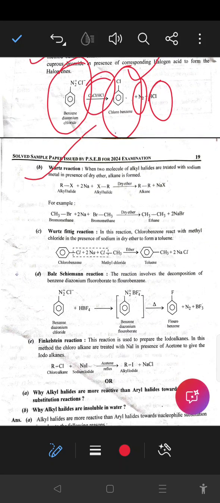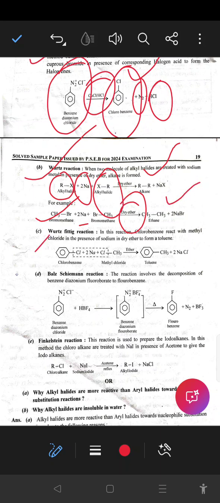In the Wurtz reaction, when two alkyl halide units are treated with sodium metal in the presence of dry ether, an alkane is formed as the product. For example, two molecules of bromomethane treated with sodium metal in dry ether form ethane. The third reaction is the Wurtz-Fittig reaction.